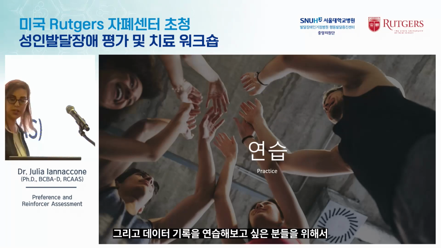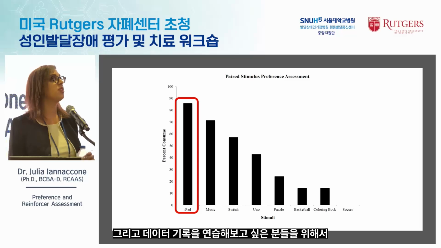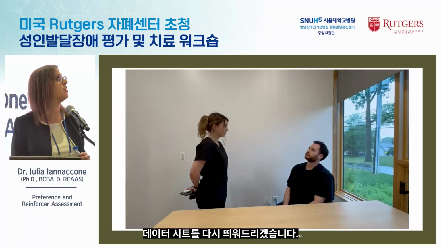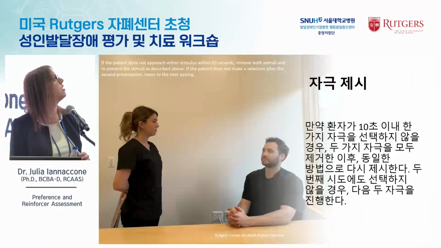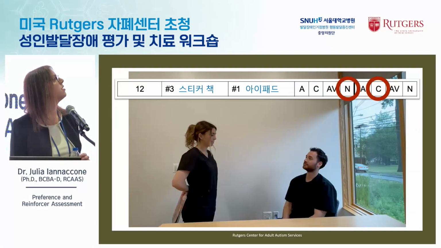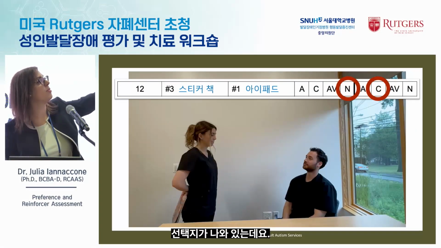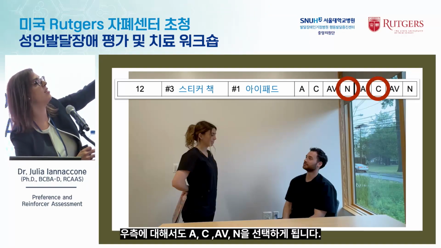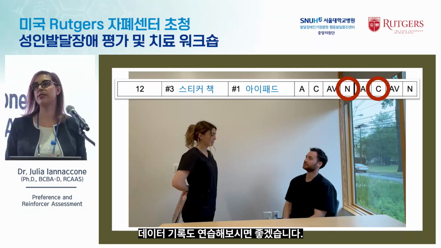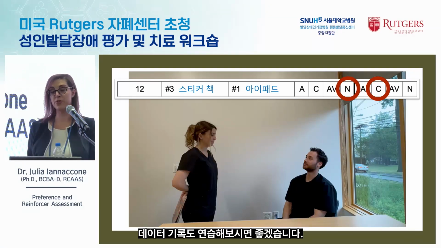And if you want, I'm going to put my slide back up for the data sheet. If you want to practice taking data, the options for each one are here. So for the item on the left, you're going to have an AC, AV, and N. And for the other item, you're also going to have an AC, AV, and N. So you can practice taking data for the items as well.